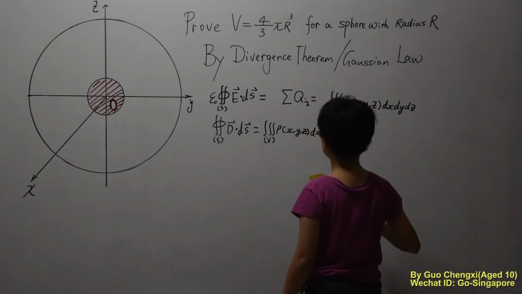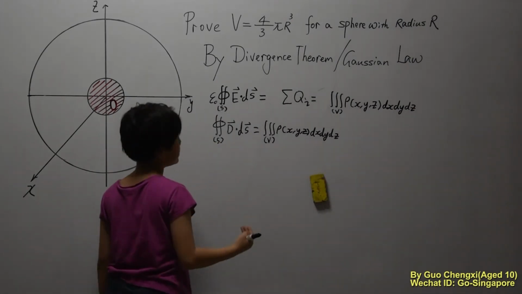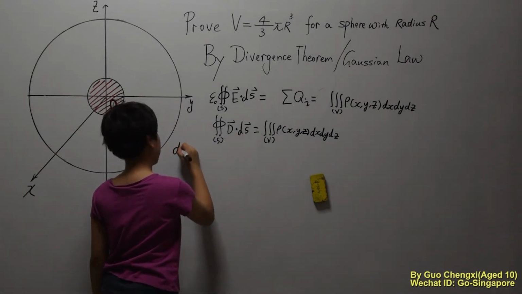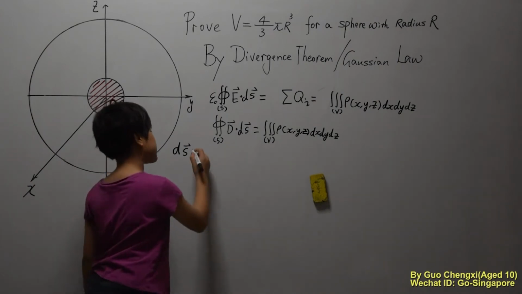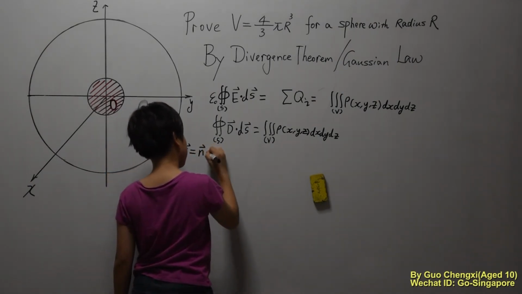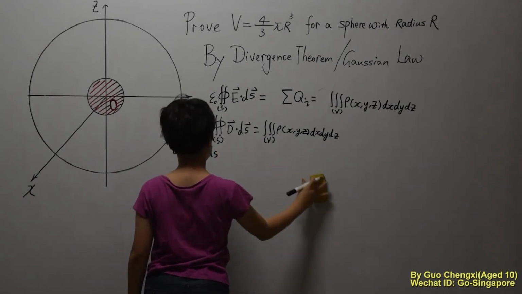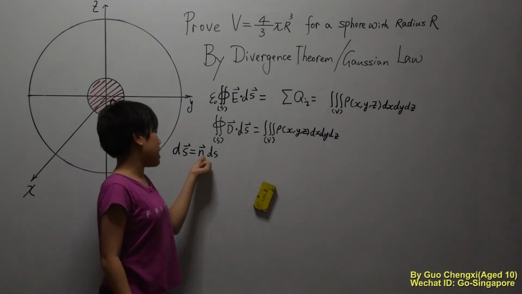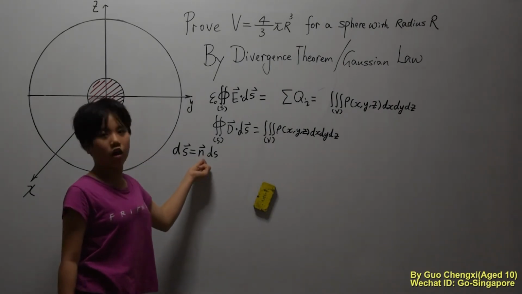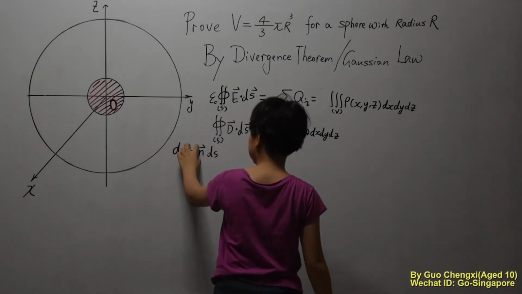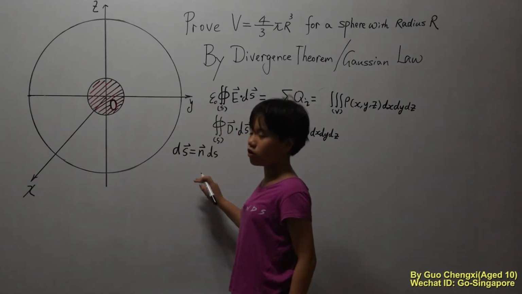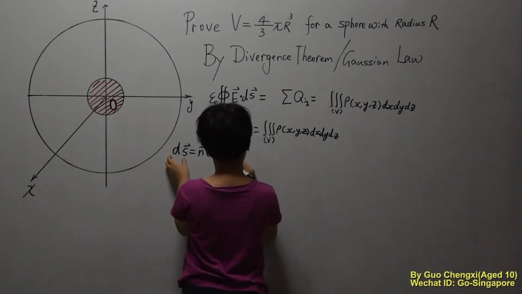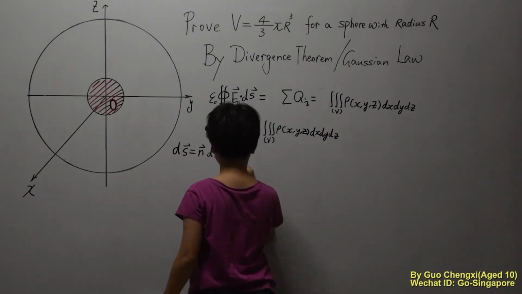So now over here, what can you call this? Let me just tell one thing. For this part, it will become this. And what is n? n is basically the normal, the unit vector. So now that we have the ds vector, we can basically put it inside here.